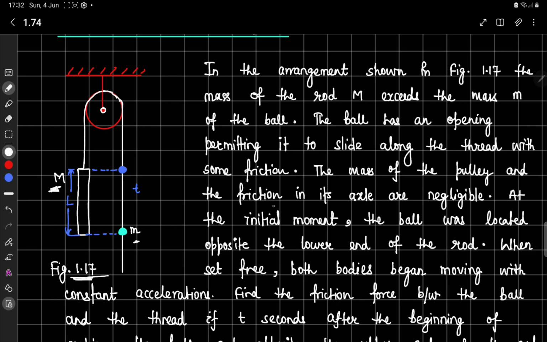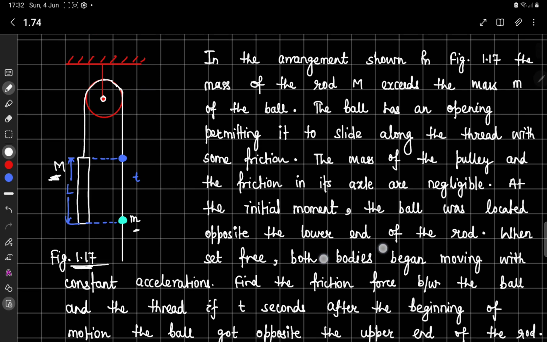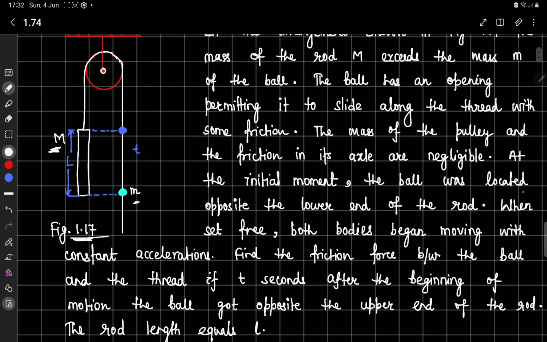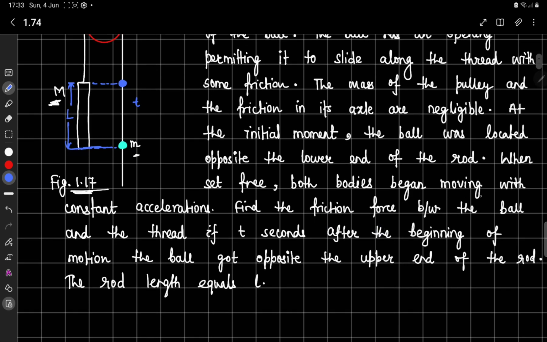The mass of the pulley and the friction in its axle are negligible, so there is no friction between the axle and the thread, and the mass of the thread is also negligible. The ball was located opposite to the lower end of the rod. When set free, both bodies begin moving with constant accelerations. Find the friction between the ball and the thread.